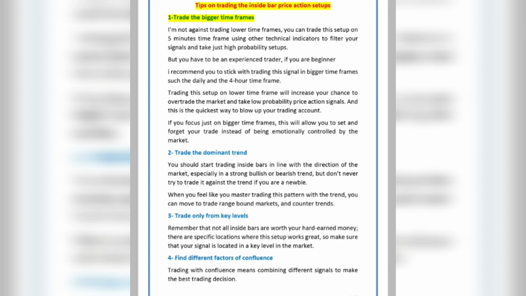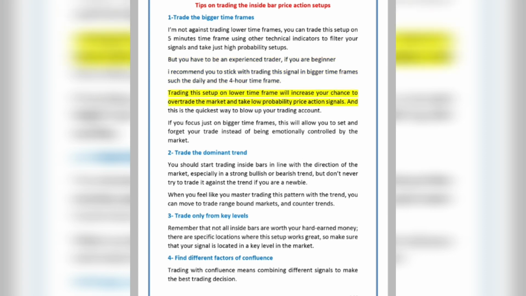Tips on trading the inside bar price action setups. 1. Trade the bigger time frames. I'm not against trading lower time frames. You can trade this setup on the 5 minutes time frame using other technical indicators to filter your signals and take just high probability setups. But you have to be an experienced trader. If you are a beginner, I recommend you stick with trading this signal in bigger time frames such as the daily and the 4-hour time frame.